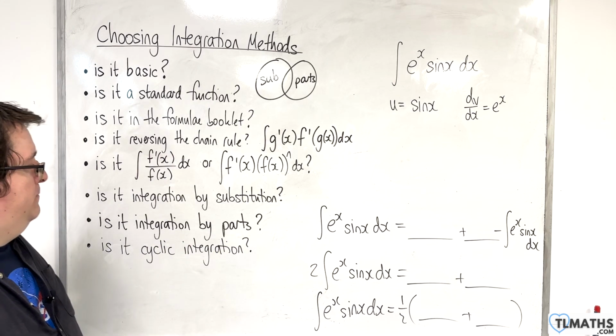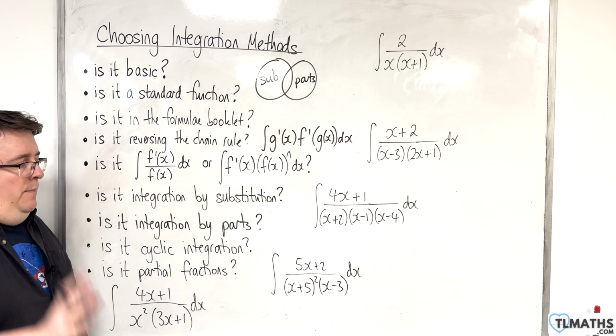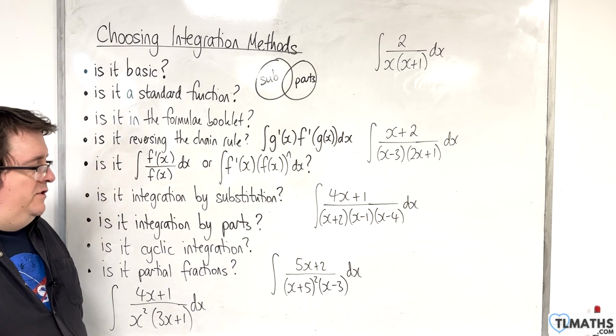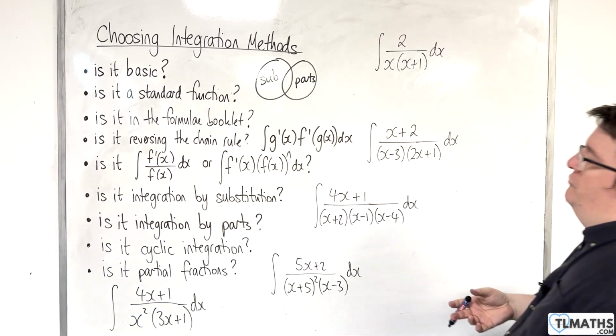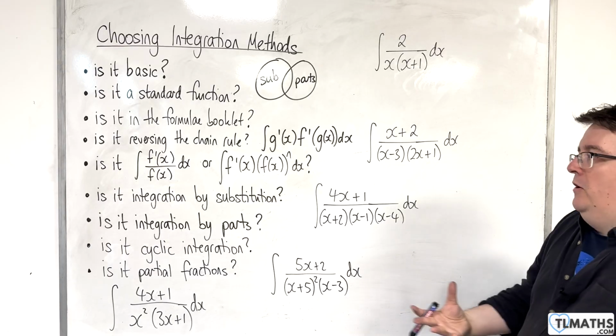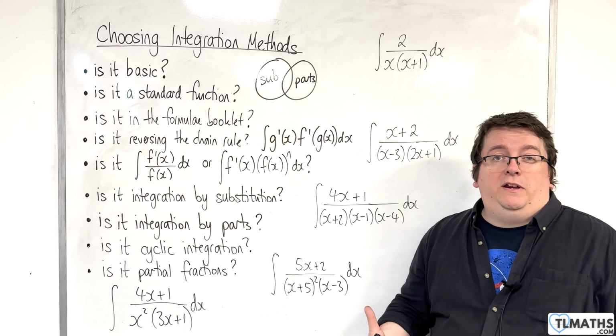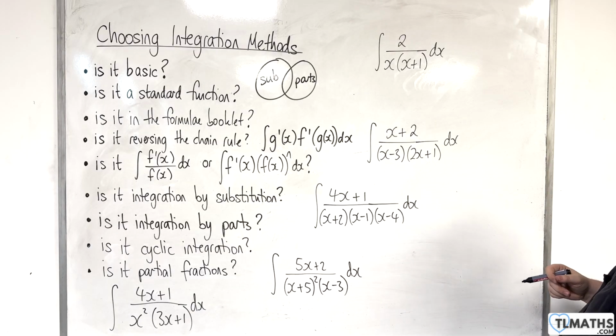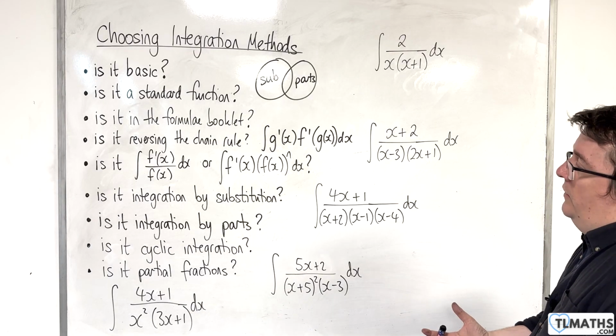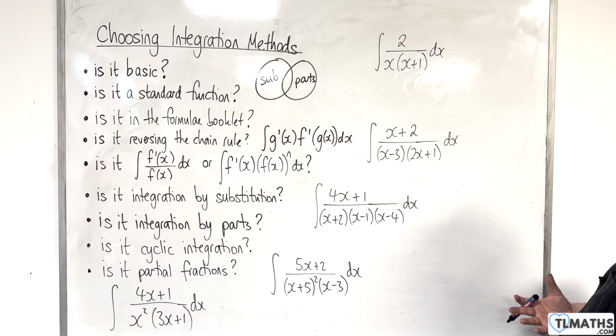Okay. So the next thing to look out for are partial fractions. So is it an expression where you can break it up into partial fractions? Of course, because these are fractions, the first thing you're probably going to look for is, does the bottom differentiate to a multiple of the top? And in each of these cases, you don't.